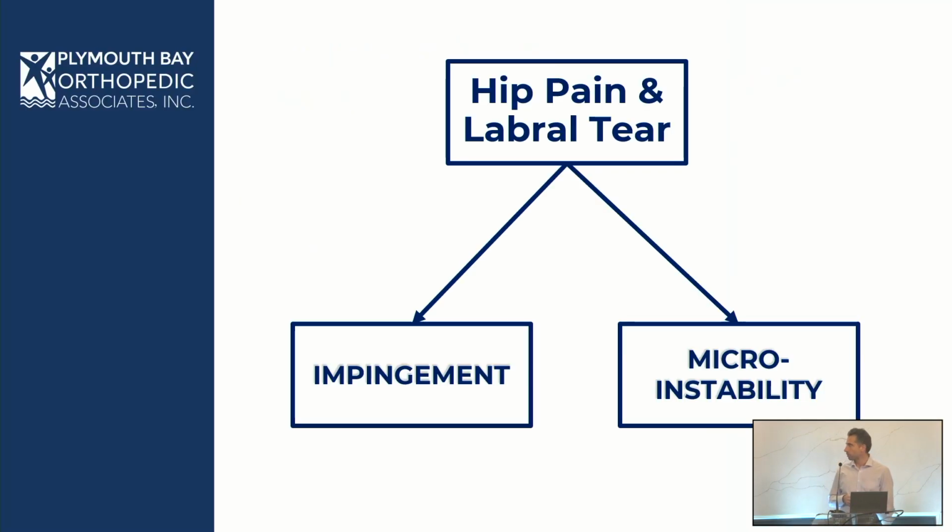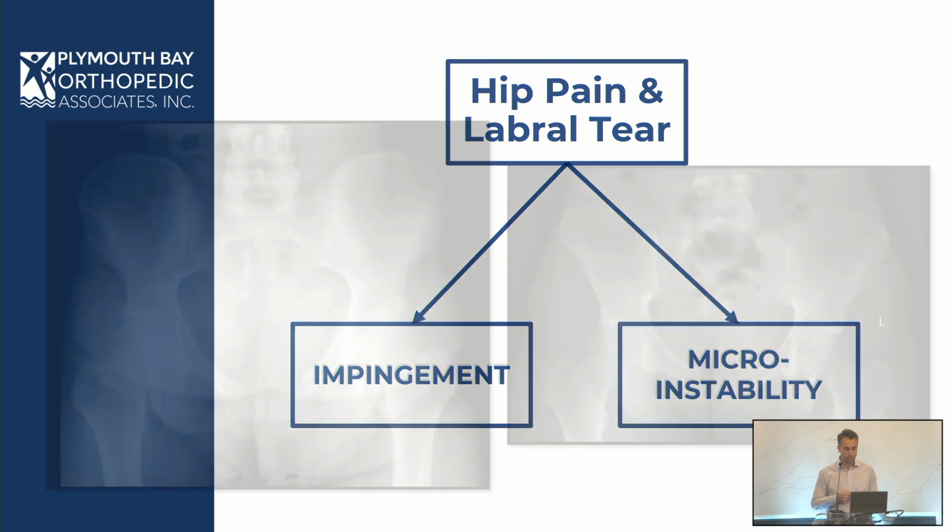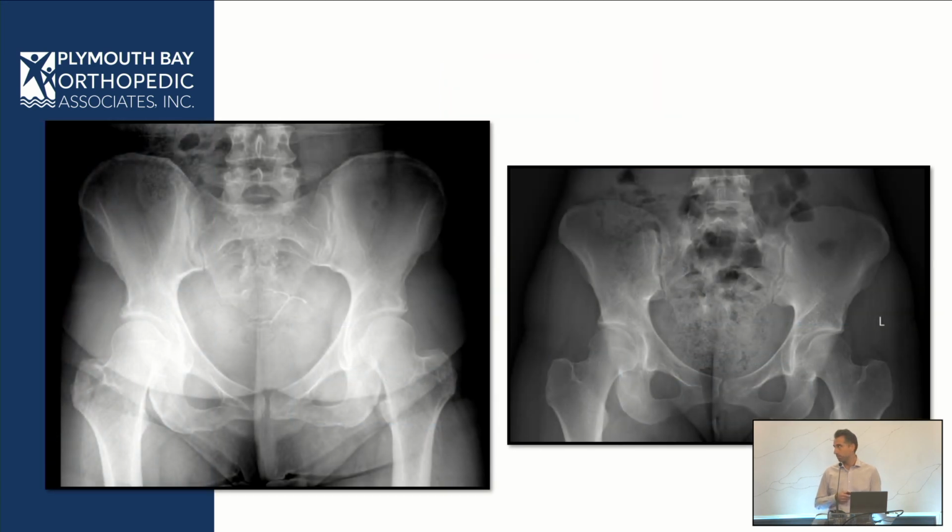So generally, you can group this into two buckets: impingement and microinstability. This is in a young person. Microinstability is not an uncommon phenomenon, but it's important to recognize it because oftentimes it's overlooked. If you look at these two x-rays, a lot of times you would say, oh, these are normal x-rays, there's nothing, let's move on. But there are distinct features of instability here.